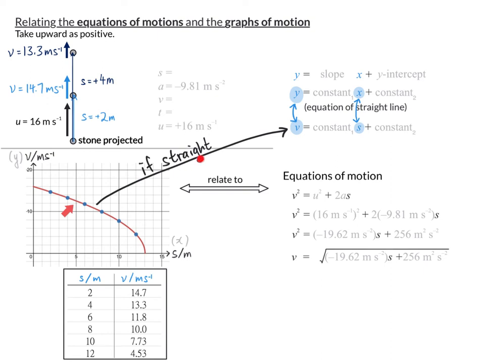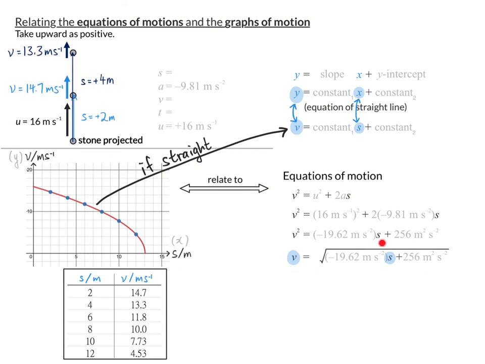If the V-S graph was straight, the equation relating V and S must follow this equation of straight line. That is, V must be equal to a constant times S plus another constant. But is it now? No. Look at this actual equation relating velocity V and the displacement S. As you see, V is equal to the square root of this bunch of things instead of strictly in the form of a constant times S plus another constant.